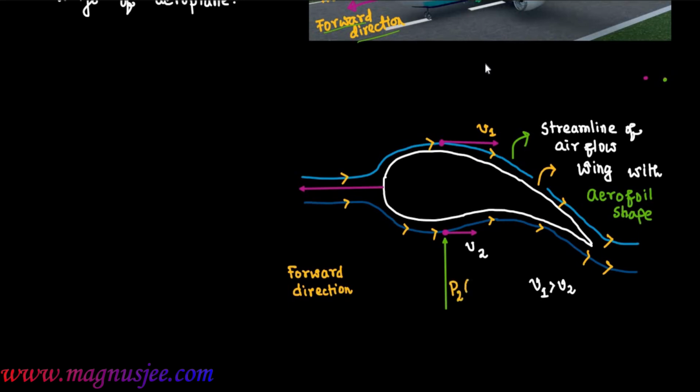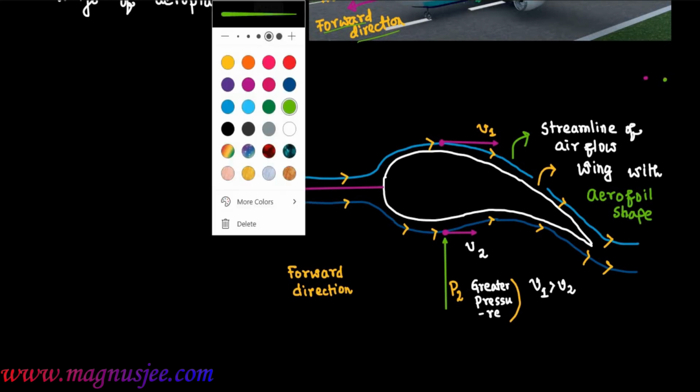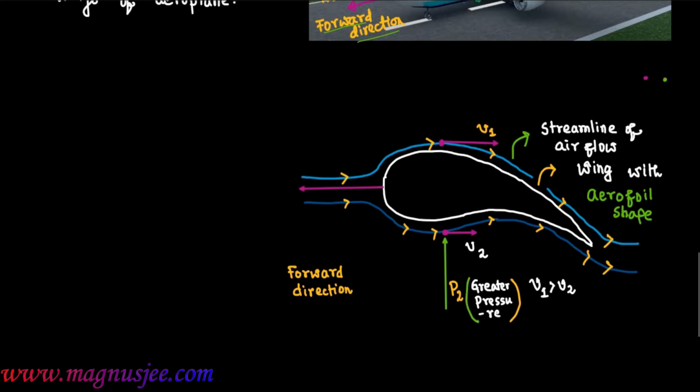As the velocity of airflow is smaller, a greater pressure will be acting on the lower surface, and it acts upwards. Greater pressure P2 will be acting on the lower surface because air flows with lesser speed touching the lower surface of the aeroplane wing, and downward lower pressure will be acting on the upper surface. P1 is the lower pressure which acts downwards on the upper surface of the aeroplane wing.